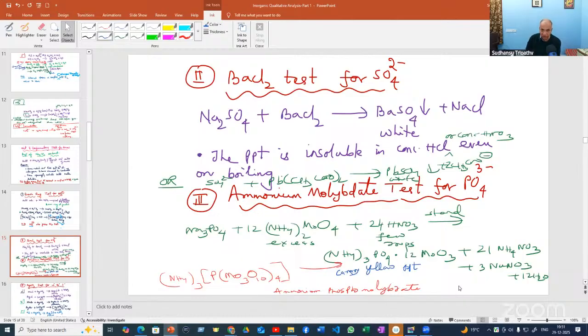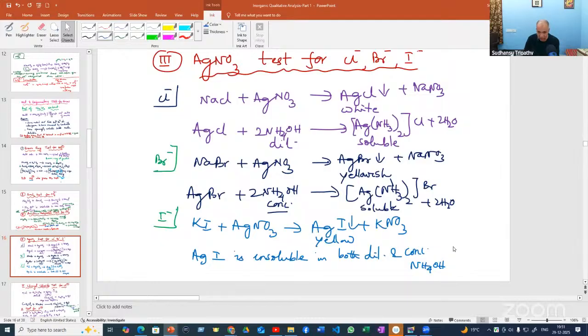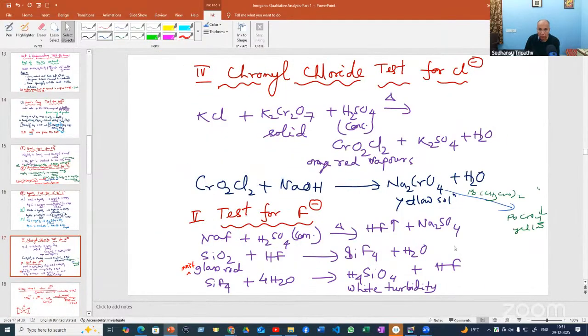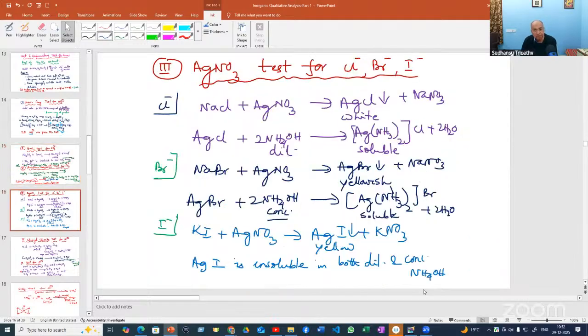That is the test for phosphate. You will find a similar test for arsenate. Arsenate and phosphate have similar tests. It is the same, except that instead of phosphorus, it will be arsenic: ammonium arsenate dot 12 molybdenum trioxide, or ammonium arsenomolybdate. I will talk about that later.